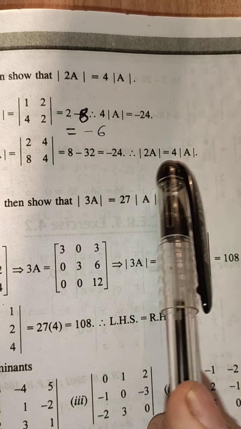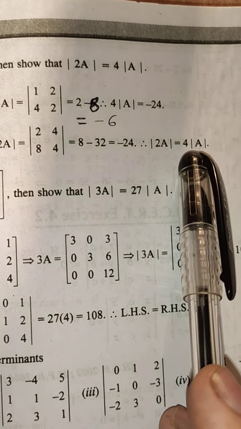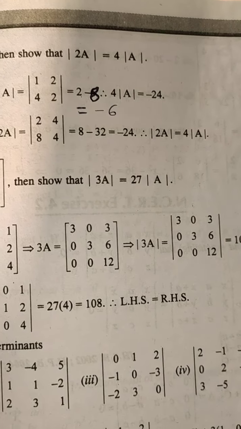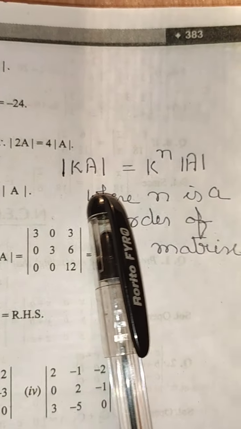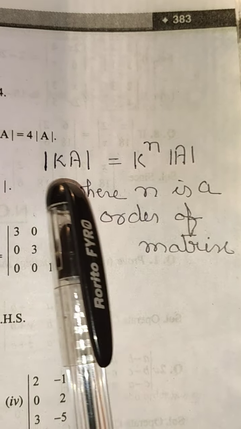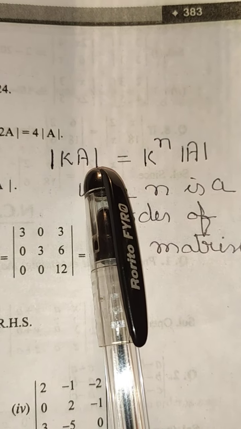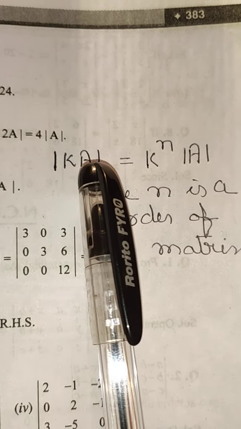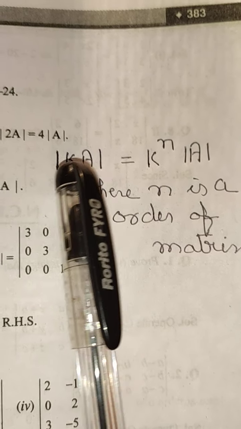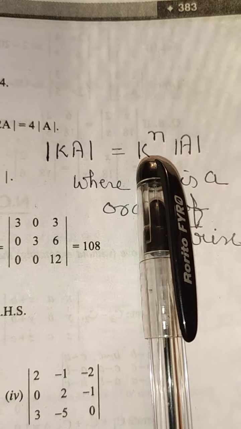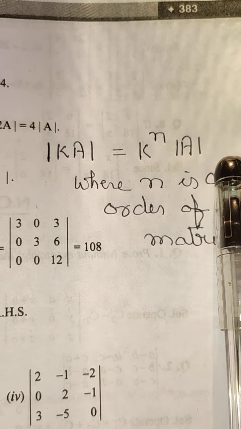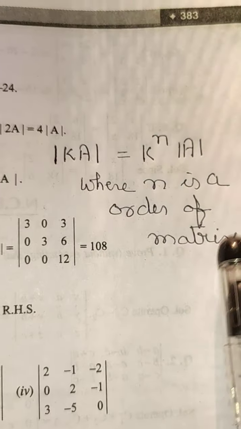Determinant value of 2A is equal to 4 times the determinant value of A. If we want to generalize this in a formula, we will learn this formula in the next exercise. Determinant value of kA, where we multiply a matrix A by k and then find the determinant, is equal to k raised to the power n into determinant A, where n is the order of the matrix.